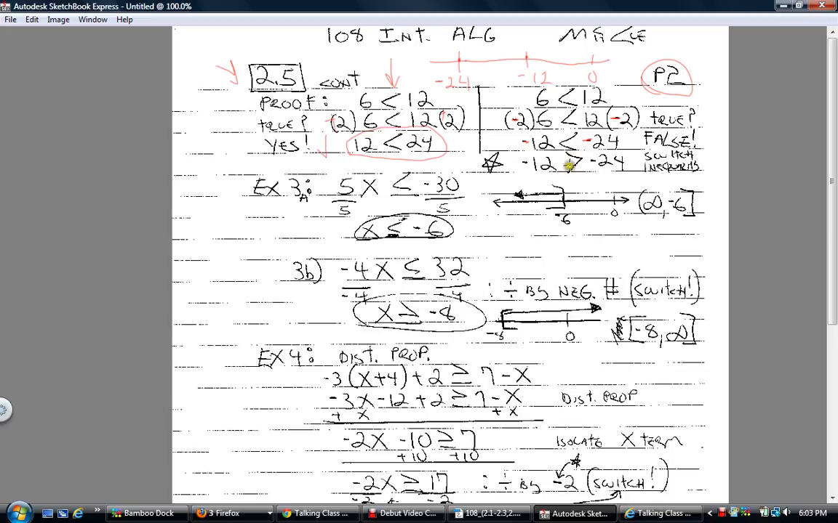With that said, here's where you must switch the inequality sign and say negative 12 is what? Greater than, because it's on the right-hand side of the number line of negative 24. So that's all the proof you really need to know, that whenever you multiply or divide by a negative number, you switch the inequality sign.